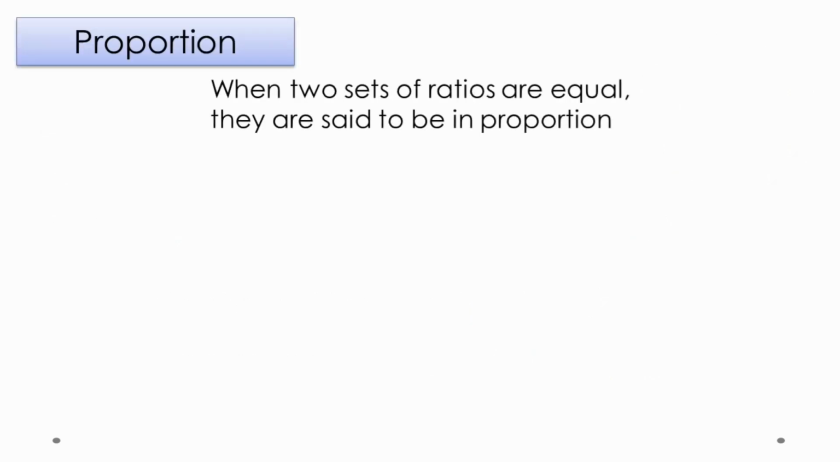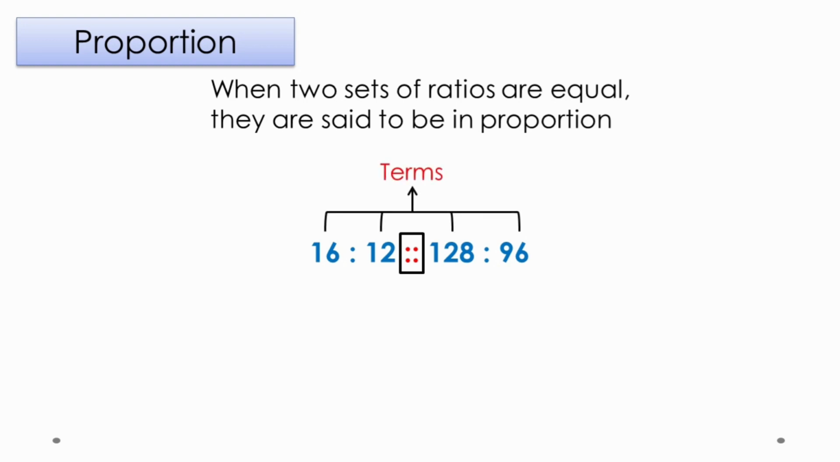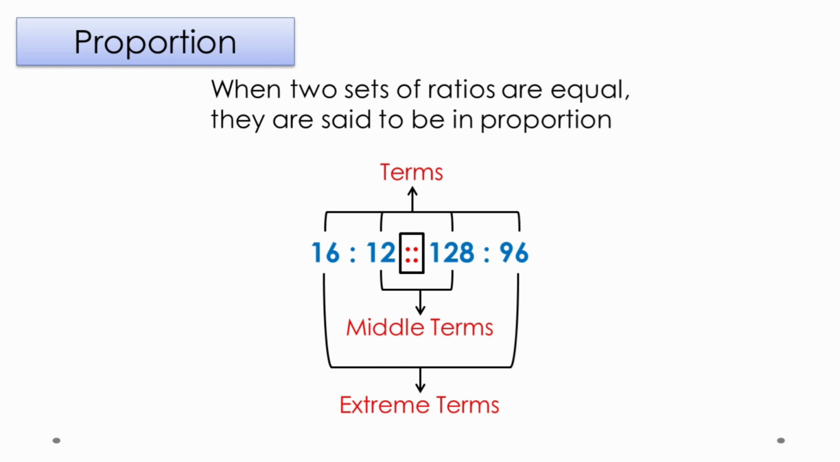When two sets of ratios are equal, they are said to be in proportion. Ratios in proportion are represented in this manner. This is the symbol used to denote proportion, which is placed between the two ratios. Each number used in the proportion is called a term. First and the last terms are called extreme terms. Second and third terms are called the middle terms.